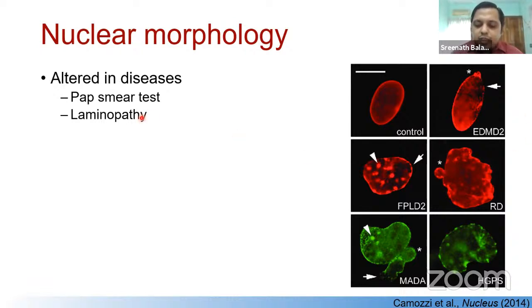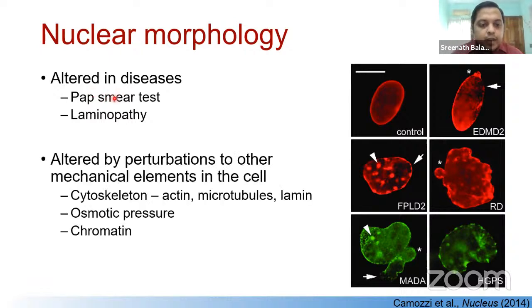So these are some of the very drastic cases in diseases, but there have also been a lot of studies which looked at perturbing different mechanical elements in the cell. The most obvious one is the cytoskeleton. You have actin, microtubules, and the specific protein lamin, which is an intermediate filament.